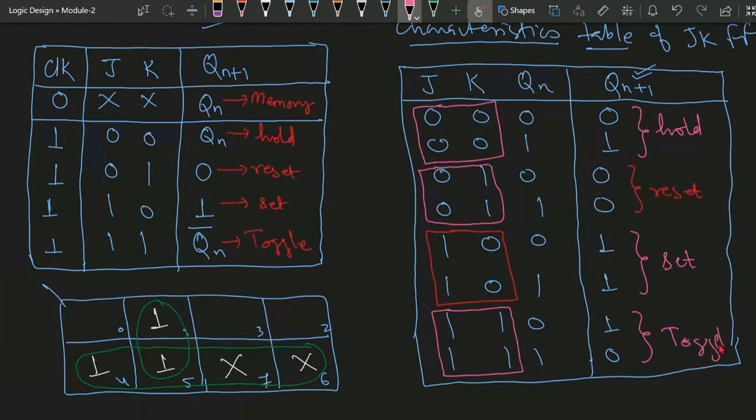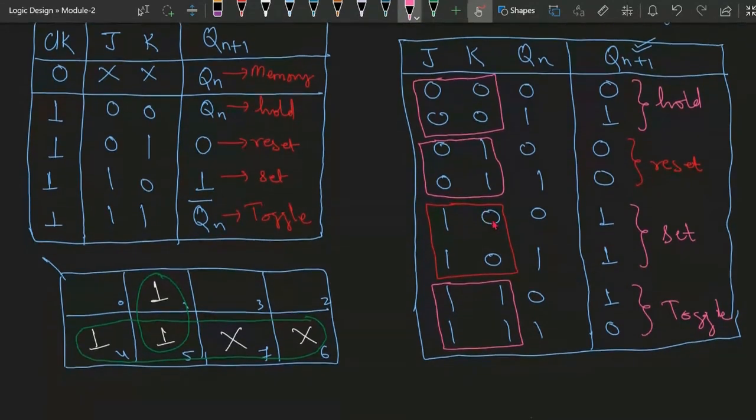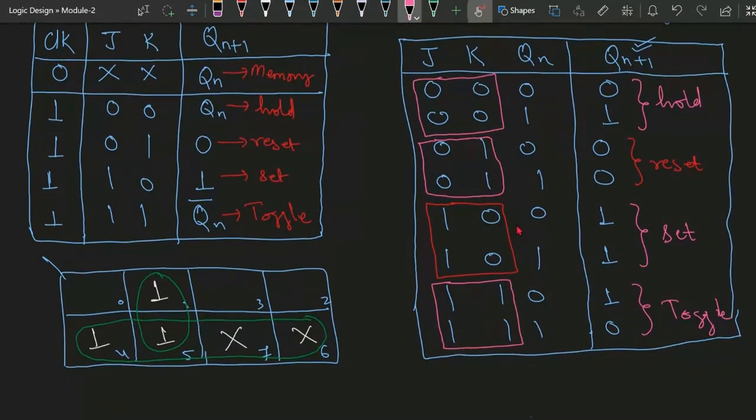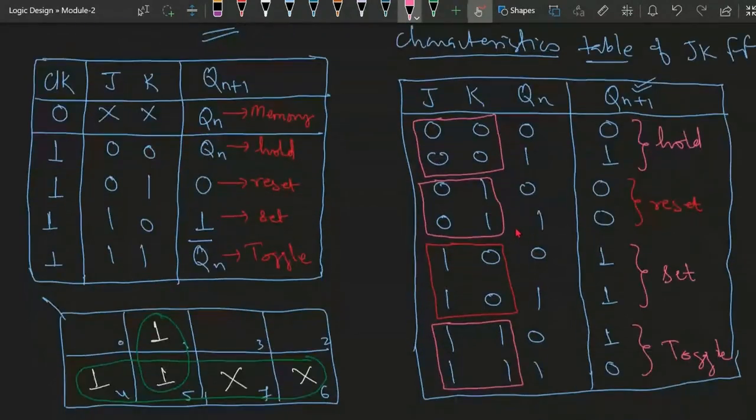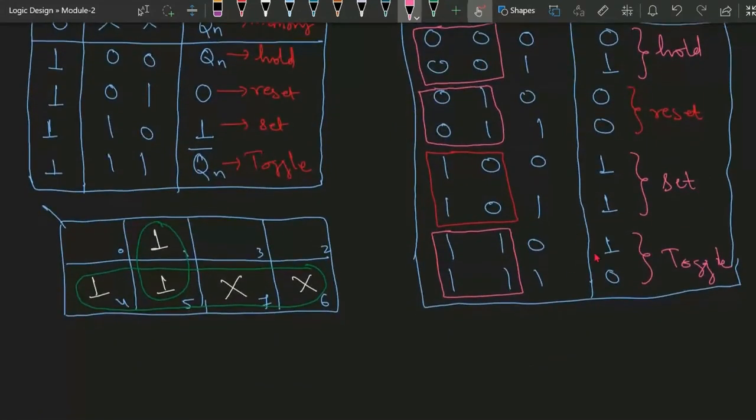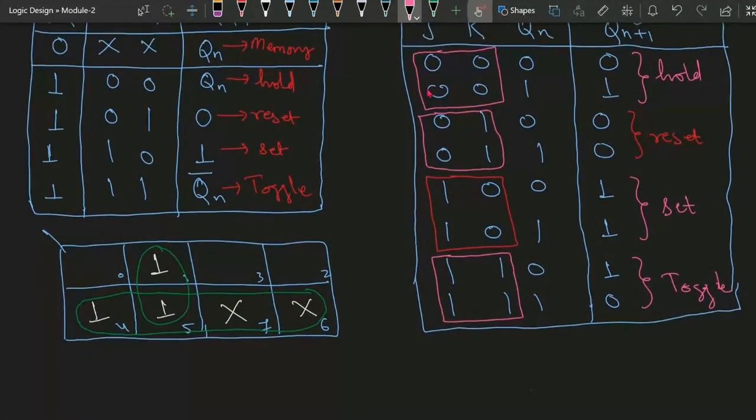Toggle mode of JK flip-flop. Once we have the characteristic table, now we will be finding the characteristic equation. In the characteristic equation, we will be considering the ones here. Wherever there is a 1, we will be taking it out, and then putting it into the K map.